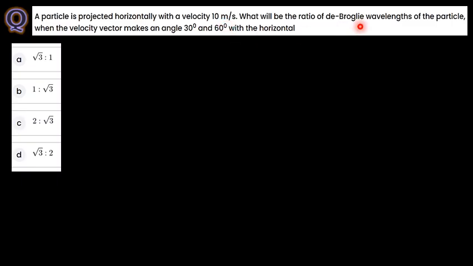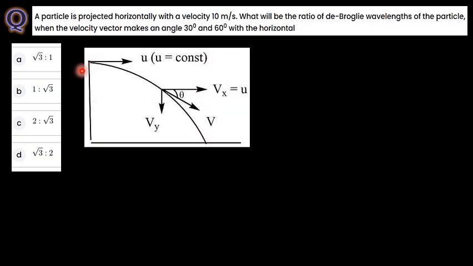What will be the ratio of the de Broglie wavelength of the particle when the velocity makes an angle of 30 degrees and 60 degrees? So they have given two variants, about the de Broglie wavelength at different angles. We have to find the relationship between the de Broglie wavelength and the different angles. If the particle is projected horizontally in this direction with the initial velocity u, it is moving with velocity v equal to 10 meters per second, the resultant velocity.